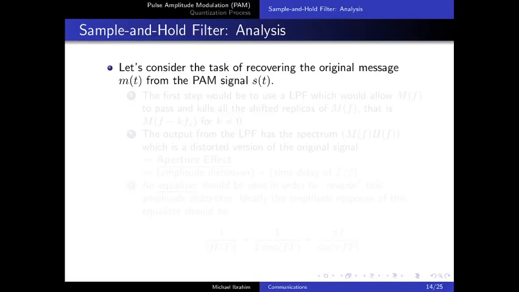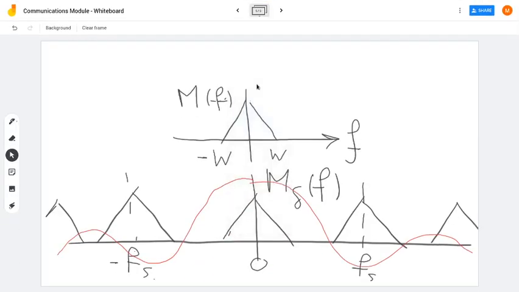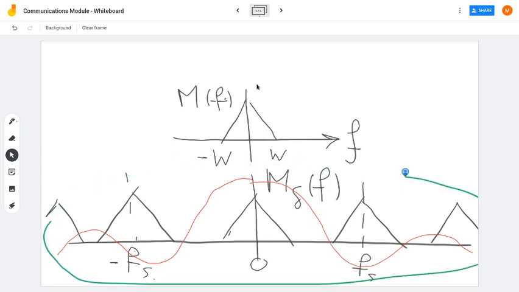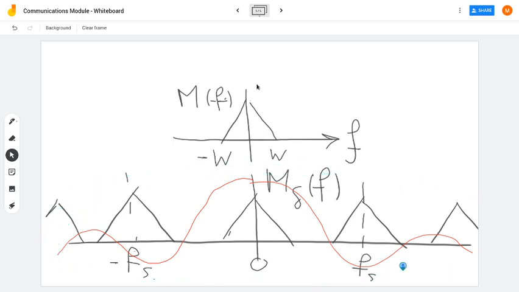Moving back over here, let's consider the task of recovering the original message m of t from the PAM signal. This is what we've been saying a few seconds ago. If we want to recover the message m of t from the PAM signal, we have two problems. The first problem is the replicated spectrum: the spectrum is being replicated every fs. And the second problem is this sinc function, which will distort the spectrum in a way.